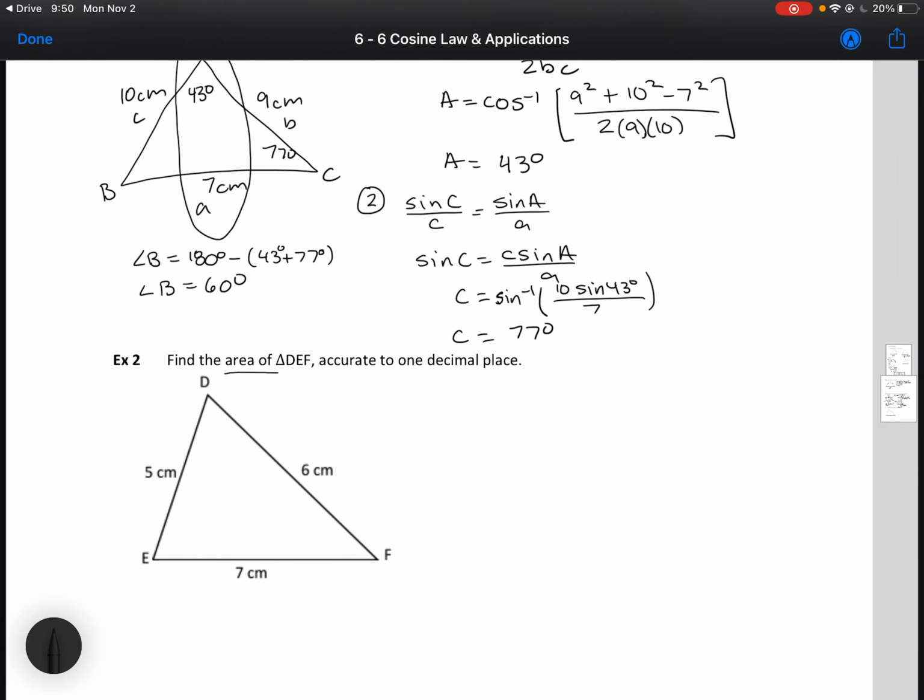Let's look at one more application problem. Here we're asked to find the area of triangle DEF accurate to one decimal place. Normally you'd find the perpendicular height and you would multiply the base times the height divided by 2. There is another formula for the area which is also in your formula book. The area of this triangle is going to be equal to 1/2 D times E sine of the contained angle. So the area of the triangle is really any two sides and their enclosed angle.